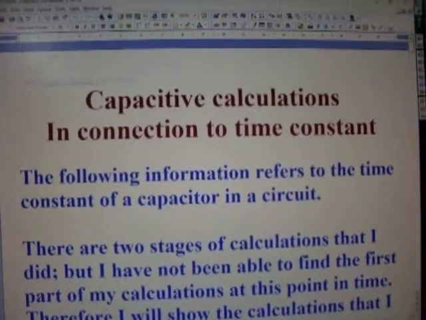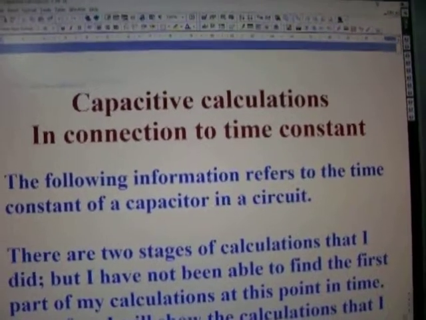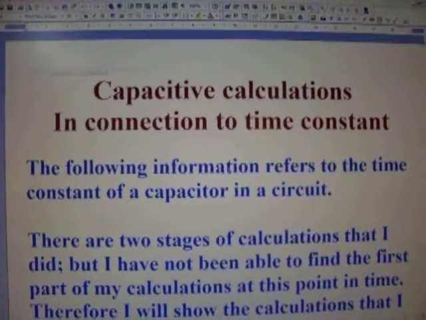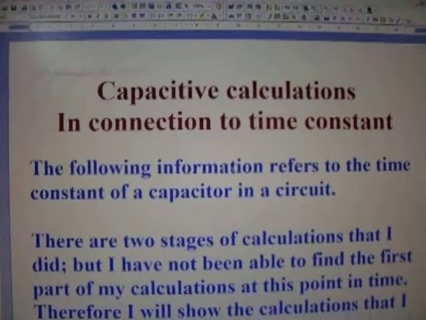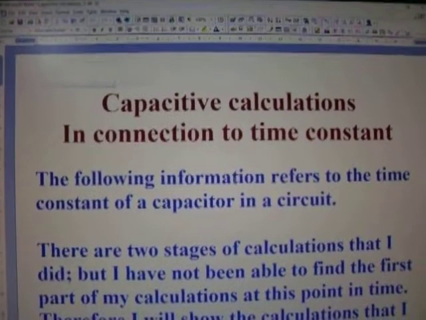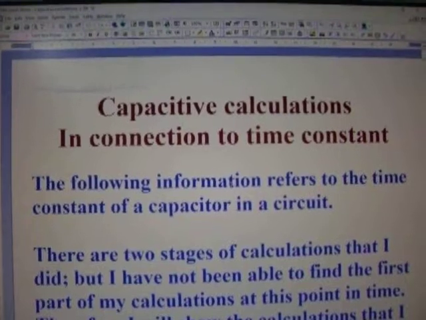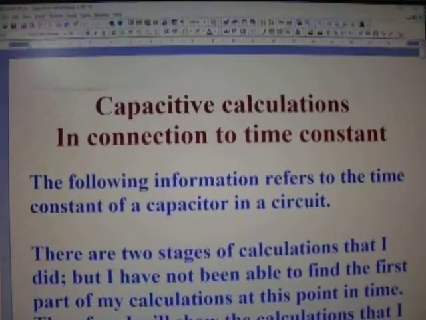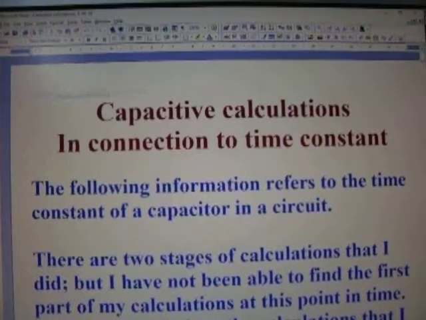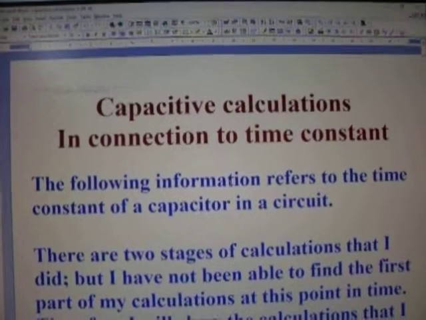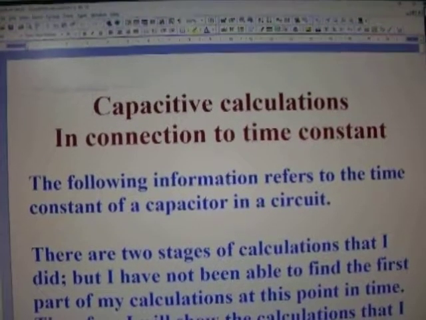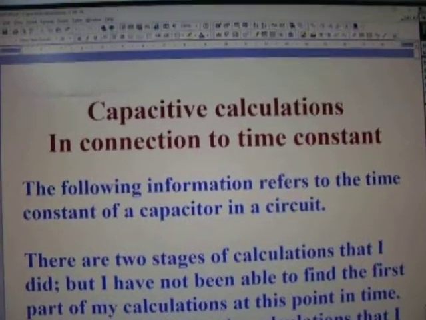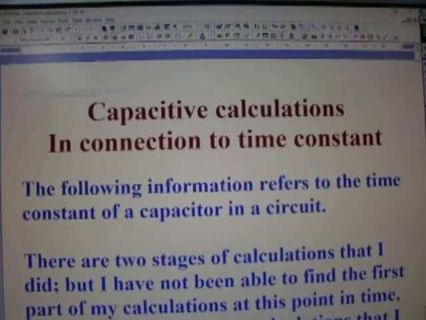What I want to look at today is the capacitive calculations in connection to time constant. Now, there are actually two parts to this calculation, but I have not been able to find the first part. So what I've done is simply put the information I have done already on the channel, okay? So please do bear with me.